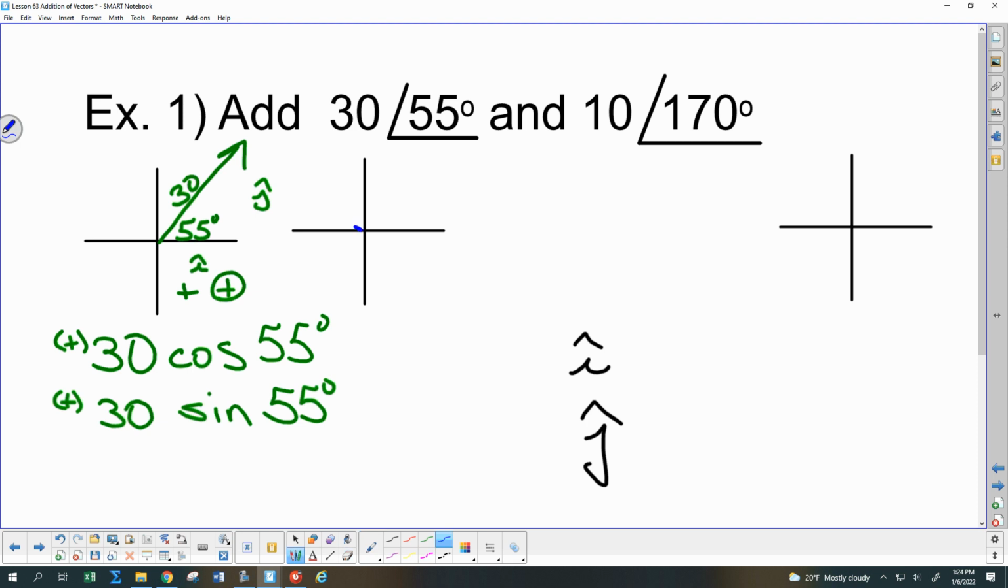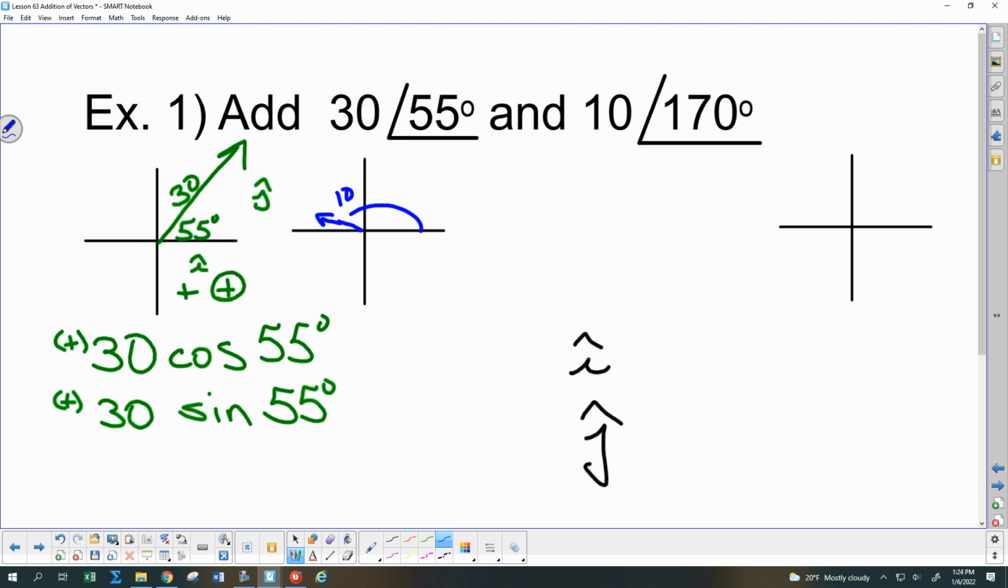So I'm going to be going like this into the second quadrant. Now my first one was 30. This one is only 10 long. I don't have to be exact on the scale, but I want to estimate it. It needs to be shorter than the third one, so maybe about a third as long, something like that. So this is now 10 long.